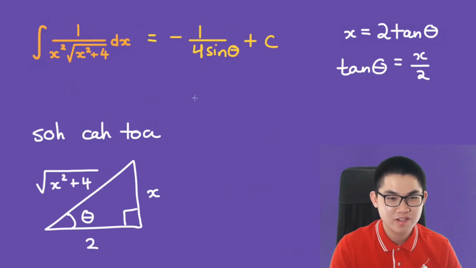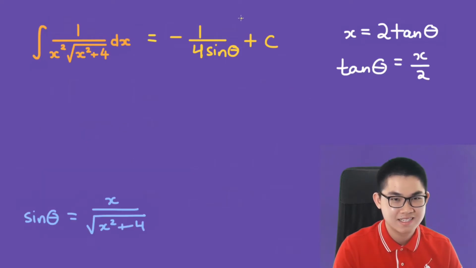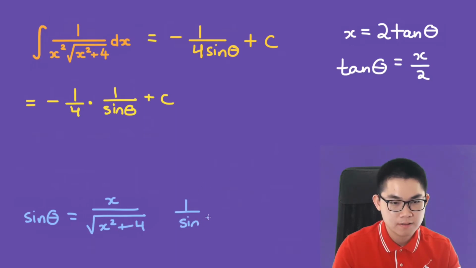What is sine going to be? Well, sine is the opposite over hypotenuse, and opposite is x. Hypotenuse is the square root of x squared plus 4. Our integral will be equal to negative 1 over 4 times 1 over sine plus c. So 1 over sine would be the square root of x squared plus 4 over x.